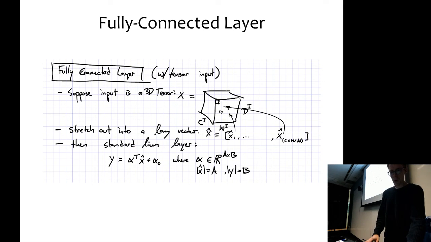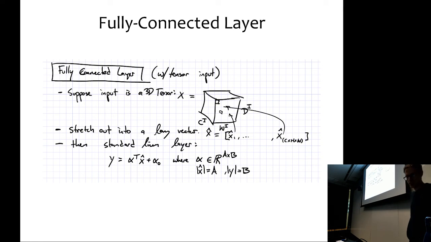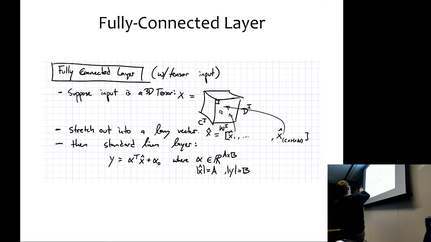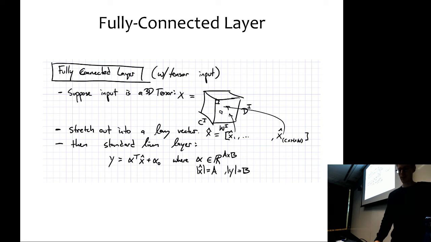Okay, so there's this other little detail, which is you might need a fully connected layer with a tensor as input. And so you can actually imagine if your input was a three-dimensional tensor x, you could stretch that out into a long vector and then just apply a standard linear layer. And that would get you back something that you can work with.